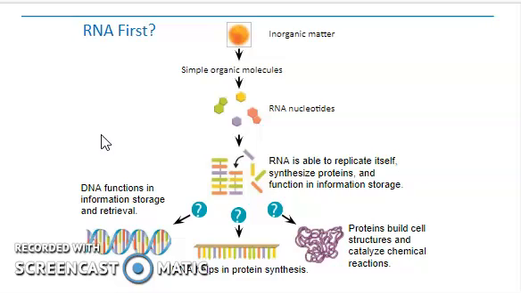So this is showing that inorganic matter can change into simple organic molecules, and that can start to make RNA nucleotides. RNA is able to replicate itself, right? And then it synthesizes proteins and functions in information storage. And that could have led to three things, right? So DNA, RNA and protein synthesis, and then proteins building cell structures and catalyzing chemical reactions.